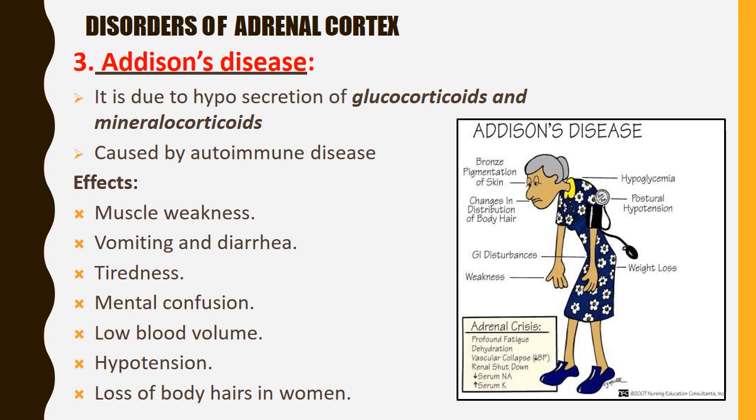Now the third disease, Addison's disease. This occurs due to hyposecretion, or a decreased amount, of the glucocorticoids and the mineralocorticoids. It is caused by autoimmune disease. You can see the effects, or clinical features, in the figure: the patient will have muscle weakness, vomiting and diarrhea, tiredness and lethargy, mental confusion, low blood volume, hypotension, and loss of body hair in women. So these are the features.